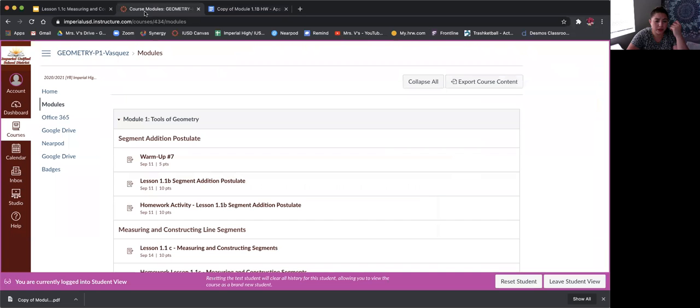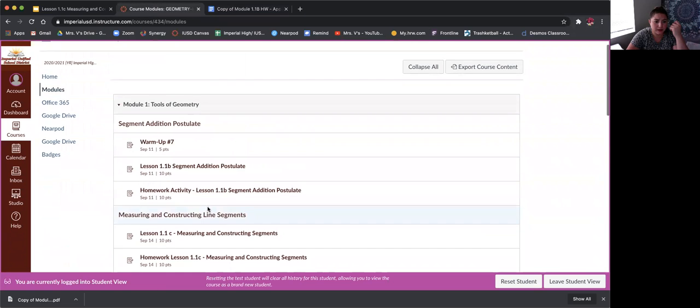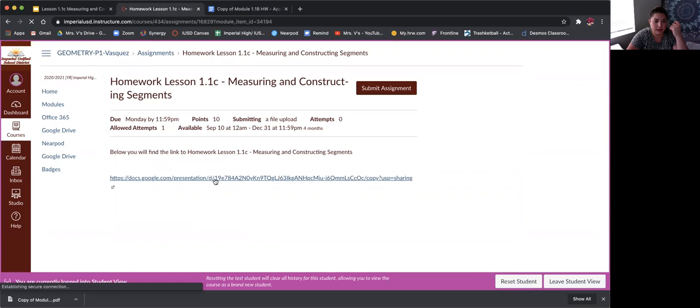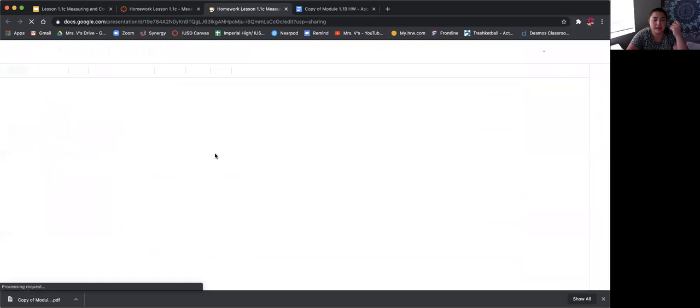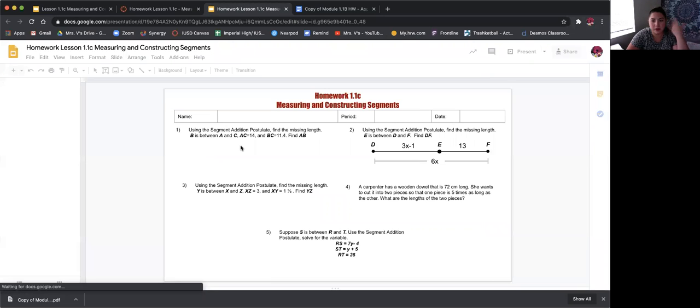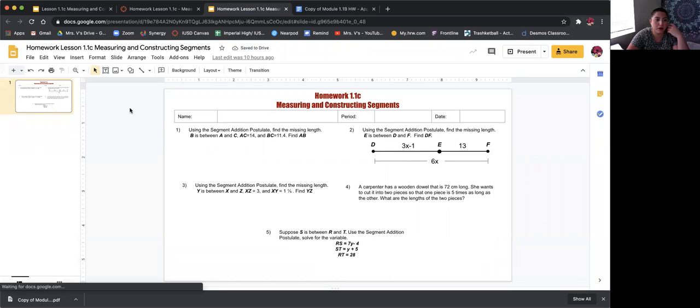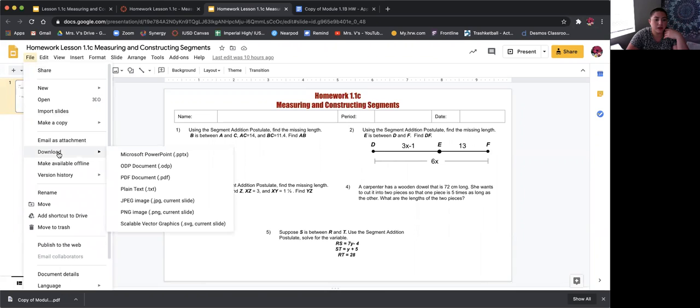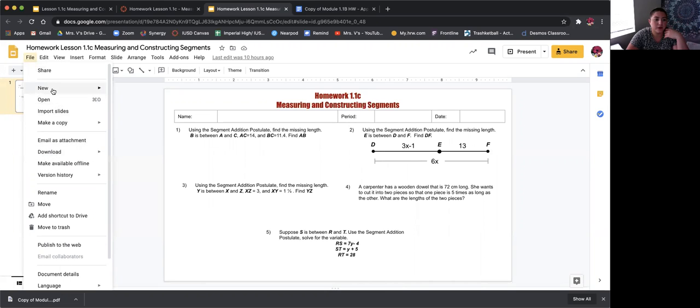And I'm going to go over really quickly the last one, 1.1c. The same, you're going to go ahead and click. This one's not going to ask you to make a copy. You're going to be able to see the actual worksheet, but make sure that before you start working on it, you download it or you make yourself a copy of the entire presentation so that you can write on it if you want to, or if you want to create your own work on here, type it out, you can go ahead and do so.